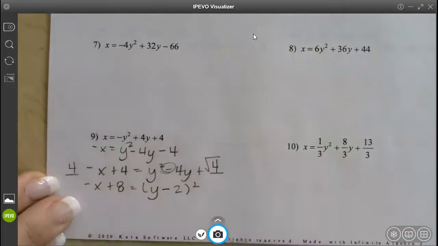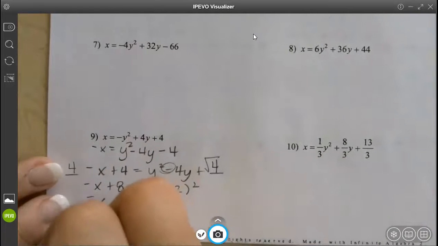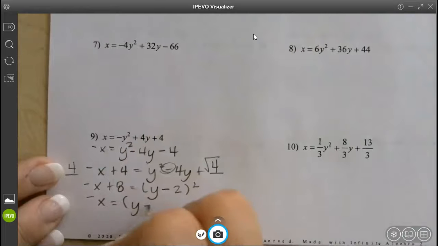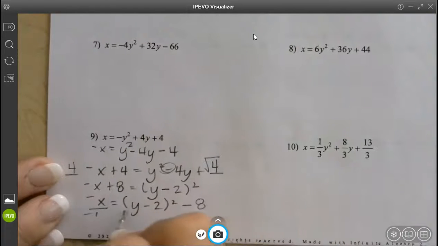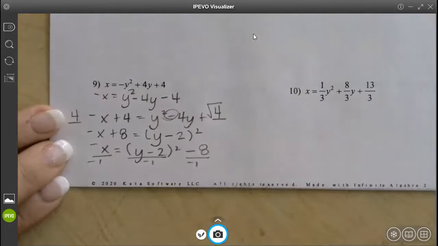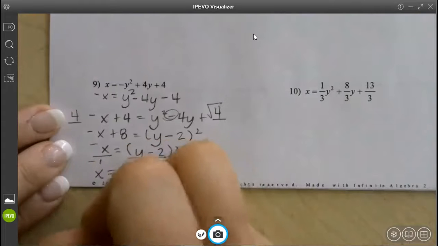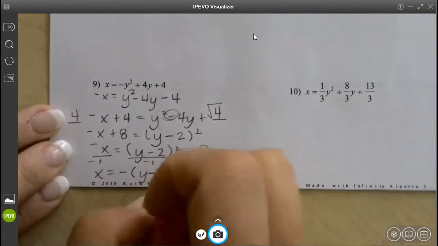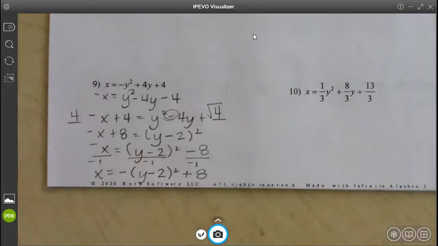We have a minus and square root of 4. Move your 8 and then divide everything by -1. Again, all that does is change the sign. Positive x, we put the negative in front, y minus 2 squared, and then a plus 8.